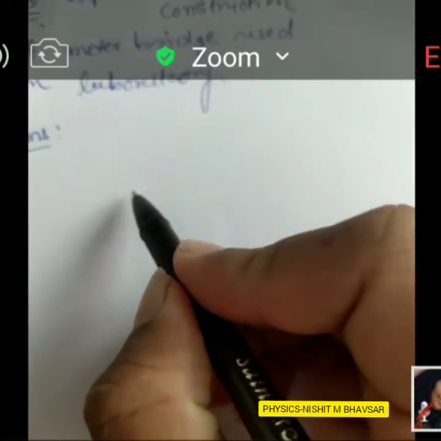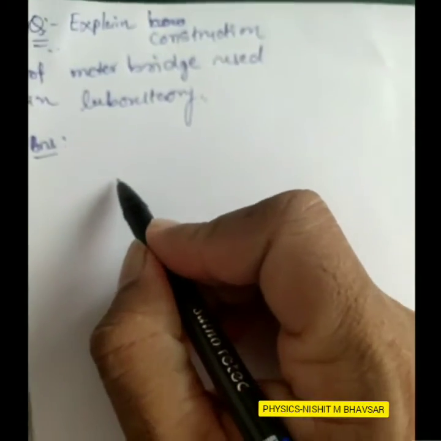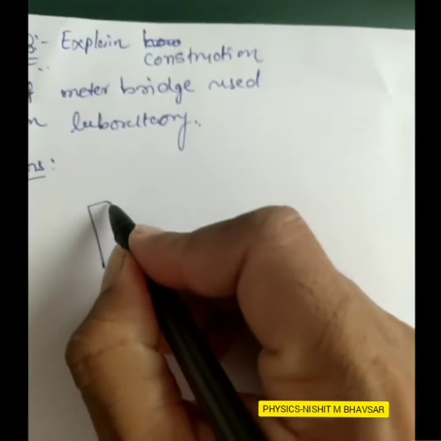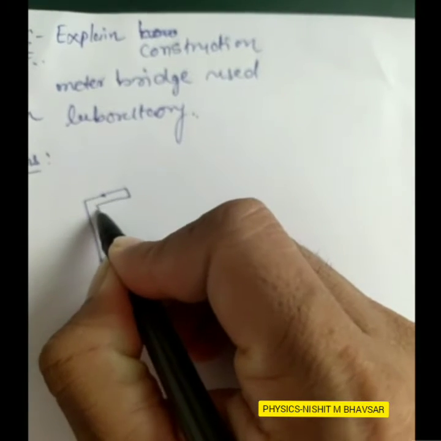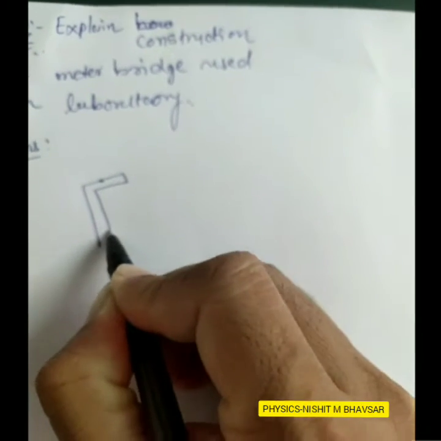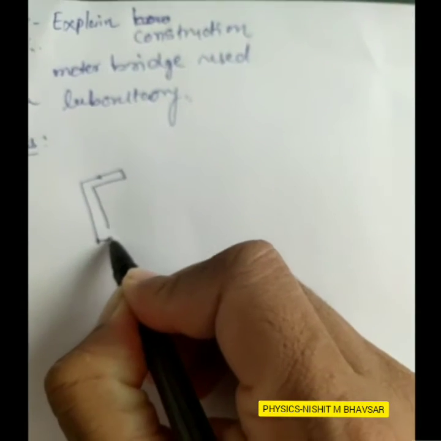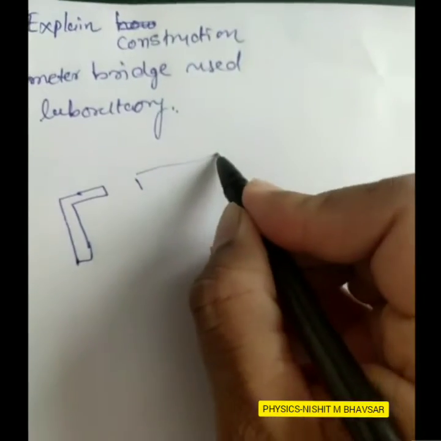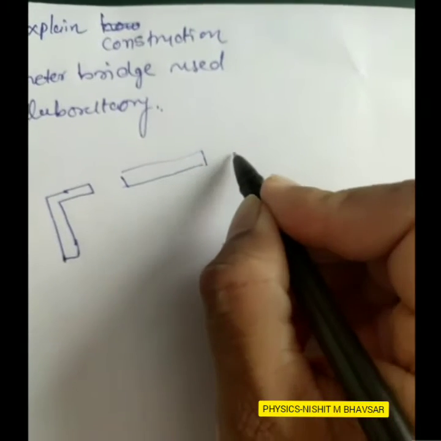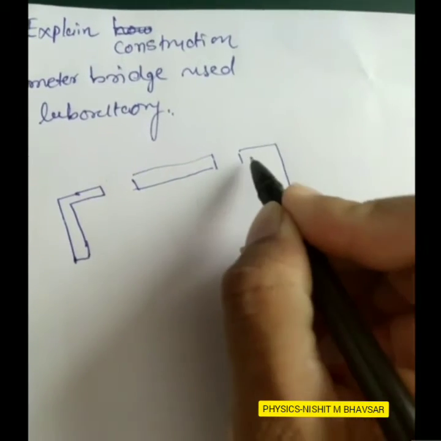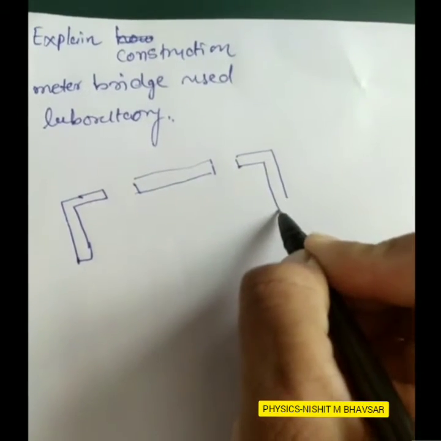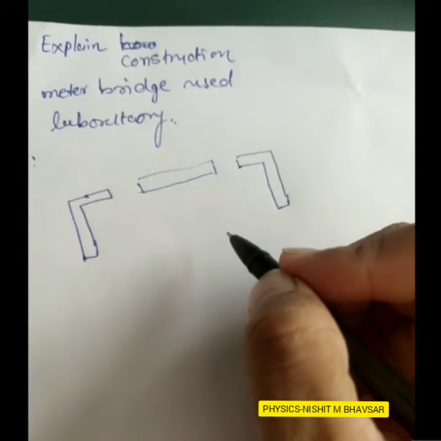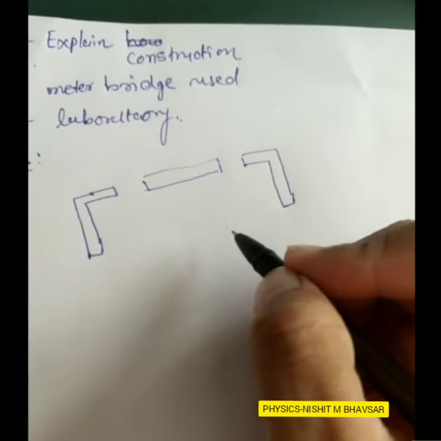First, we have a wooden board, and some wires with a cross section area. We have some specific wire like this, with uniform specific resistance.